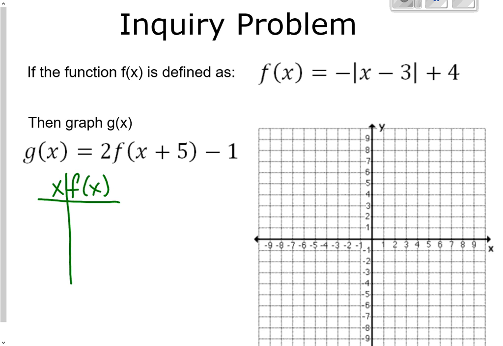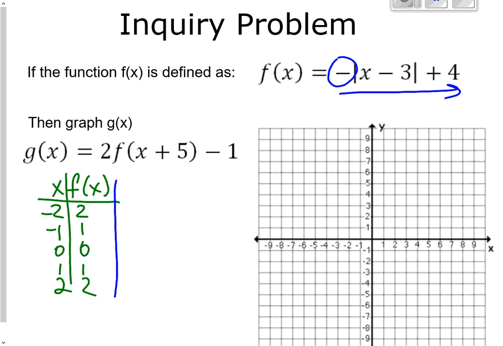So I want to create my table of values for that, noticing that this is absolute value. So -2, -1, 0, 1, 2, gives 2, 1, 0, 1, 2. And I have all these different transformations that are happening. So I'm going to begin first with this negative sign that's outside of my function. So I'm going to times this by -1. And I get -2, -1, 0, -1, -2.